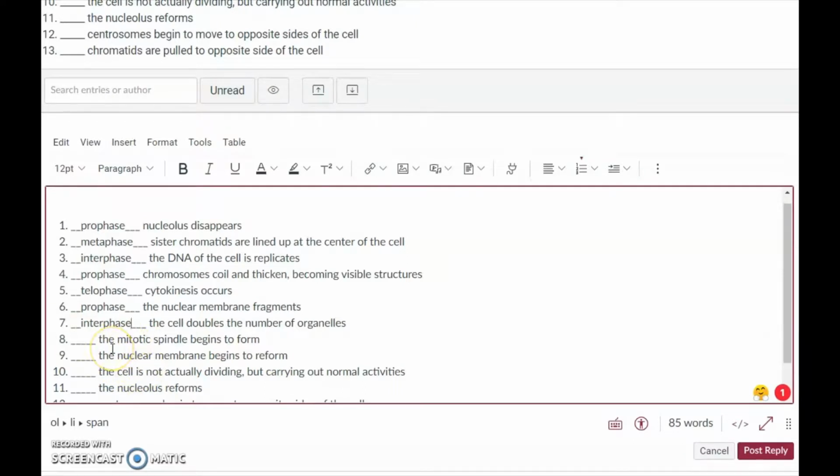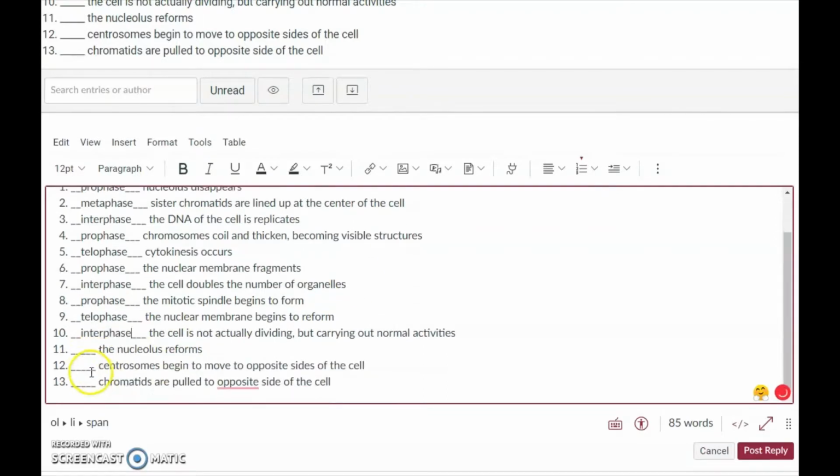And then 8, the mitotic spindle begins to form. So this is what happens at prophase, which is then attached to the chromosomes. 9, the nuclear membrane begins to reform. So when it reforms, this is at the very end, which is telophase, where the cells are finally becoming separate into 2 cells. And then 10, the cell is not actually dividing, but carrying out normal activities. Because interphase is not technically part of mitosis, it's not dividing yet, so that would fit there.